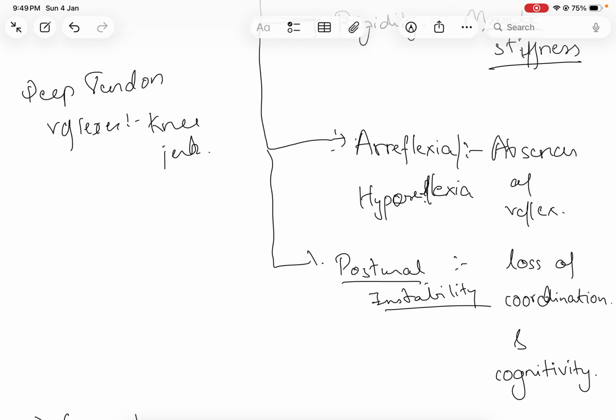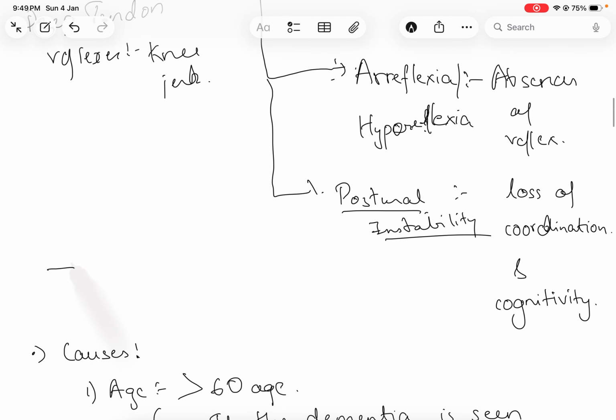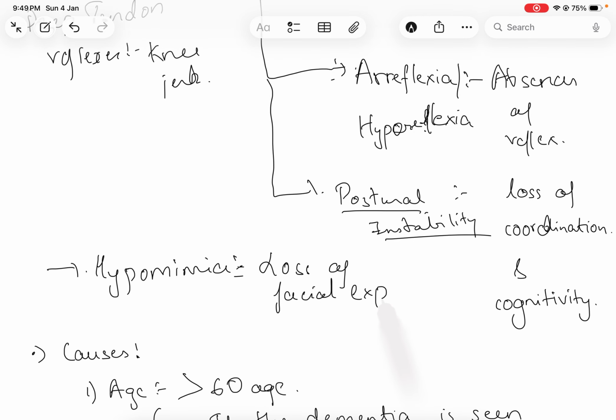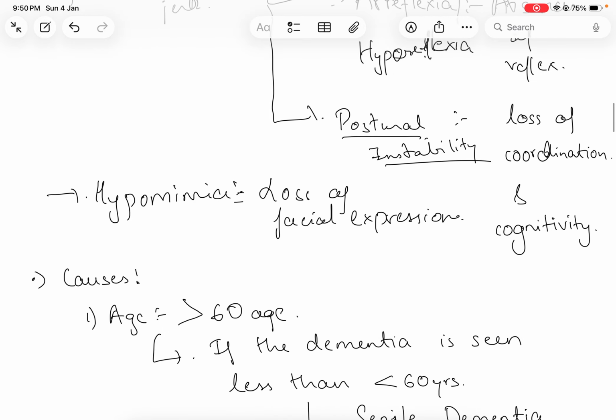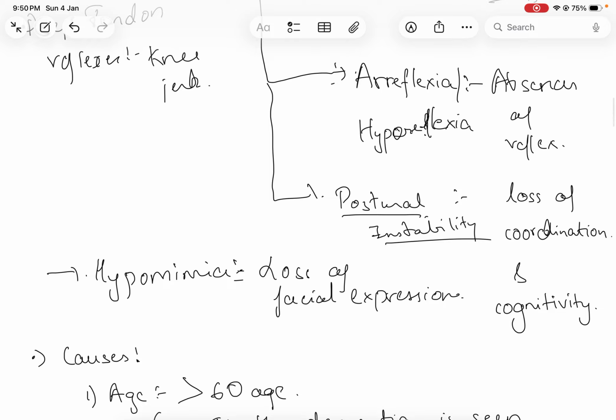And the first and last is hypomimia. What is hypomimia? In this kind of symptom, we usually see that the patient is not able to express the things which have to be conveyed. There will be loss of facial expressions. Okay, so these were the classical symptoms I wanted to discuss with you.